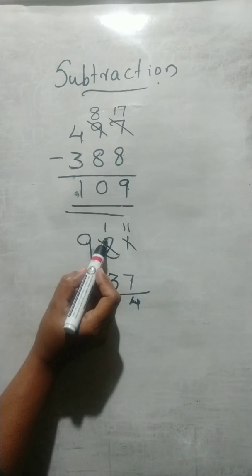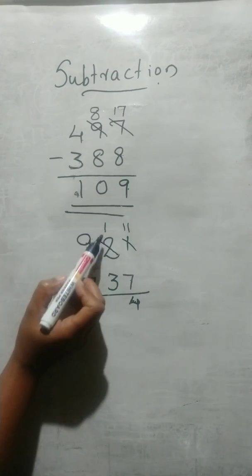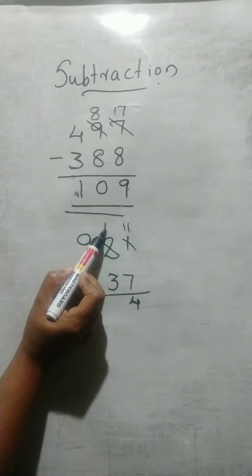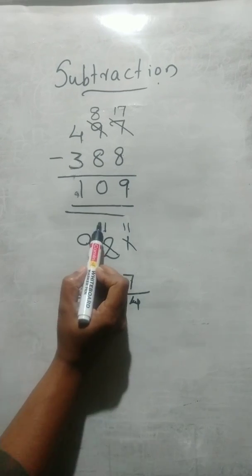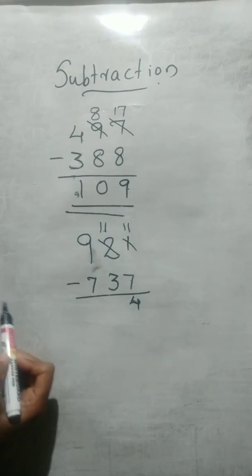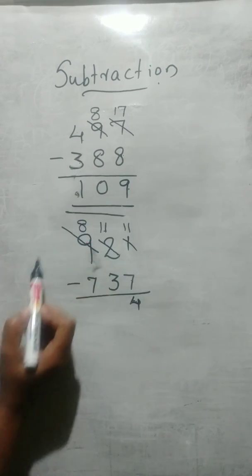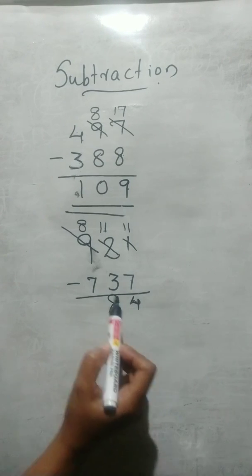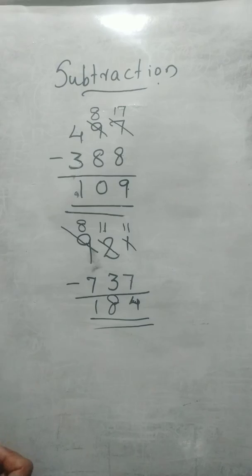Okay. Then 1 minus 3, is it possible? It is not possible, because here 1 is smaller than 3. So we can write this 1 as 11. Then at the time this 9 will be 8. Okay. Now 11 minus 3 is equal to 8 and 8 minus 7 is equal to 1. So the answer is 184.